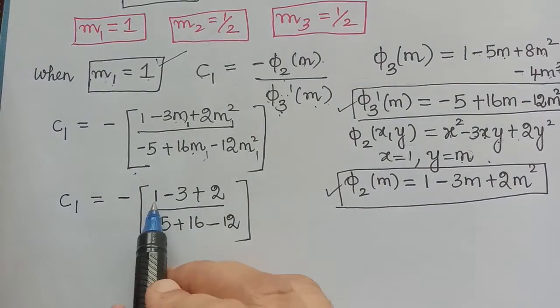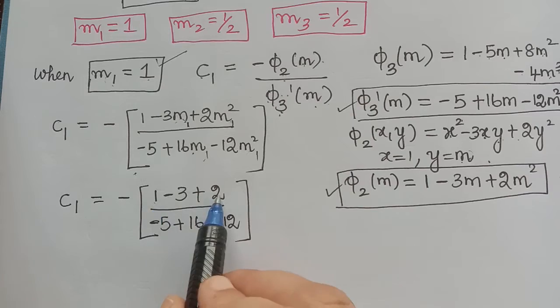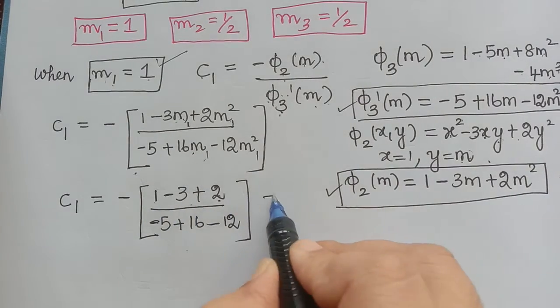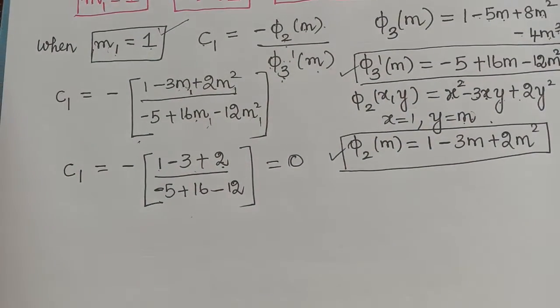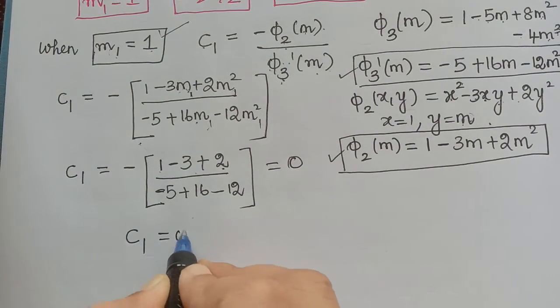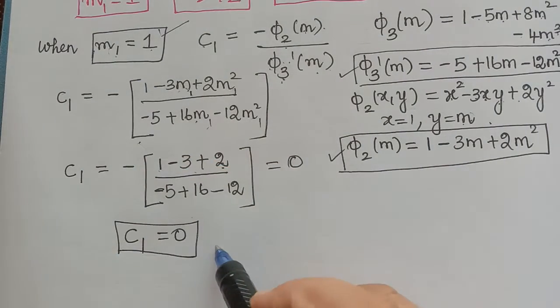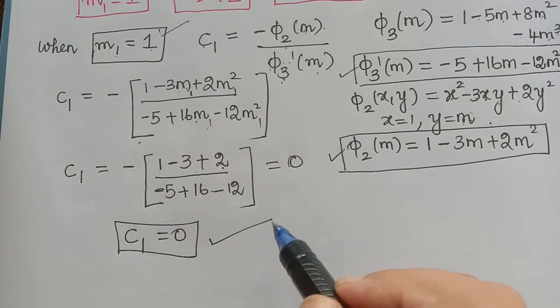But we see that in the numerator we have 2 plus 1 is 3, 3 minus 3 is 0, and so the complete term becomes 0. Therefore the value of C1 is equal to 0. So when m is equal to 1, we obtain the value of C1 to be equal to 0.